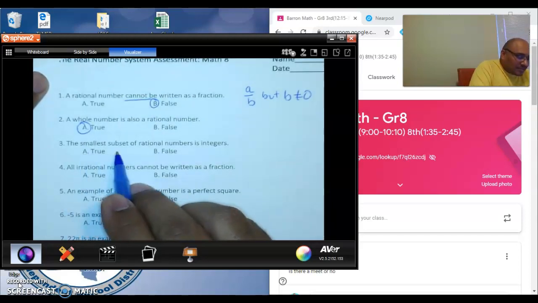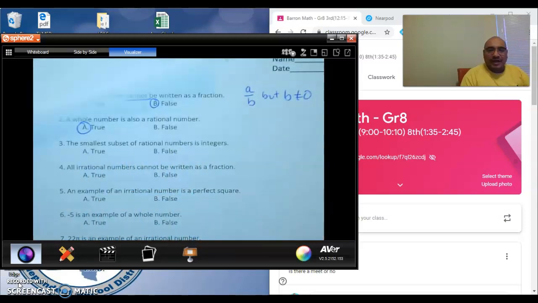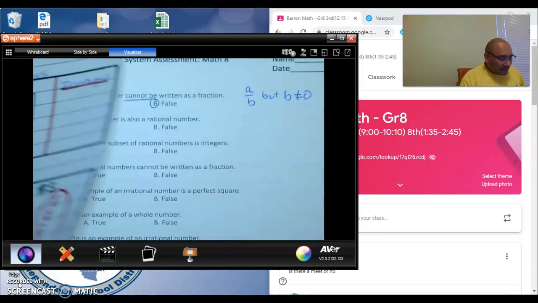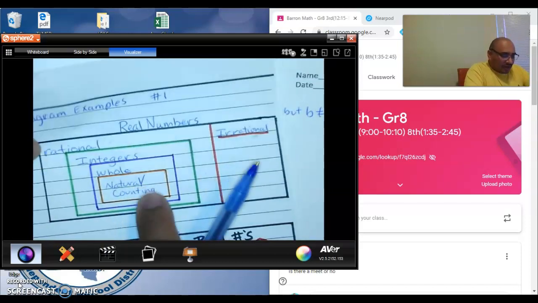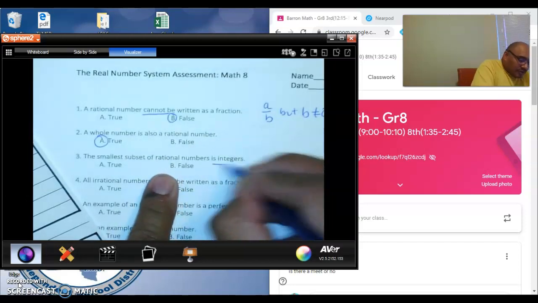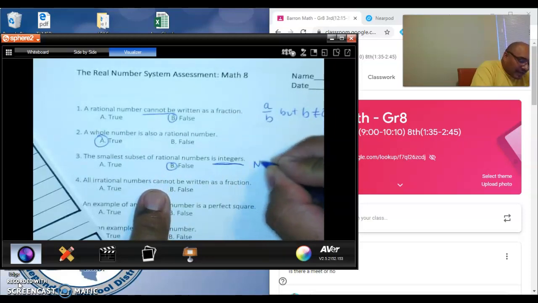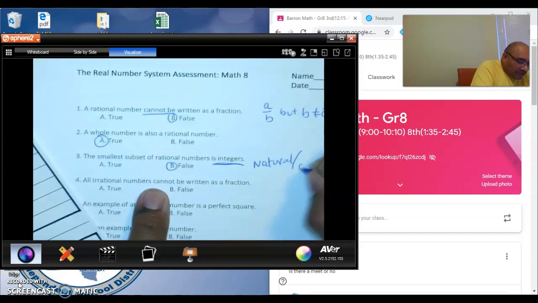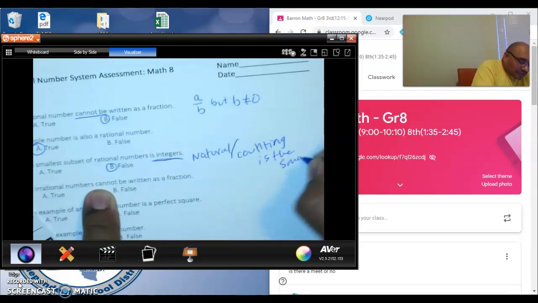The smallest subset of rational numbers is integers. Well, let's go back to our diagram. It's saying again, the smallest subset, meaning the one on the innermost of rational numbers. Here it says natural or counting, but here they're saying integers. This right here is false. To make it true, it would have to be natural or counting is the smallest.